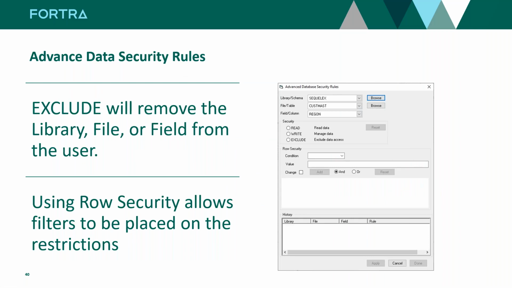Under ADS rule securities, you have the ability to set exclude data access to a library, file, or field for the user. Here I select library SQLEX, file CusMass, and field region. I can do that, but in my example today, I'm going to use row security, which allows filters to be placed on restrictions.